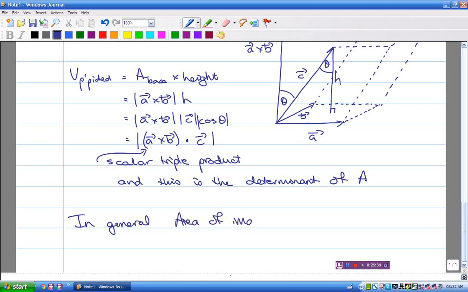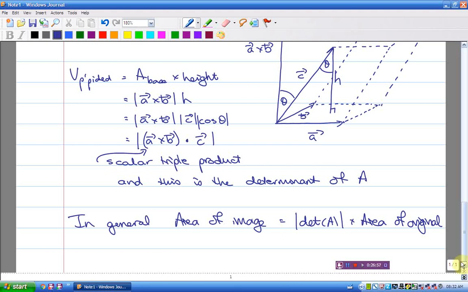But even in the 3D case, in general, the area of the image is the modulus of the determinant of A times the area of the original. And of course, that becomes pertinent when we do dVs, delta Vs. Okay, I don't think there's anything else I want to say about that.